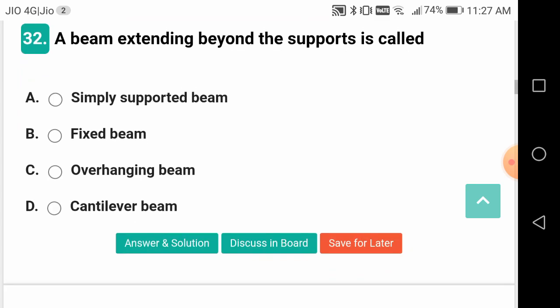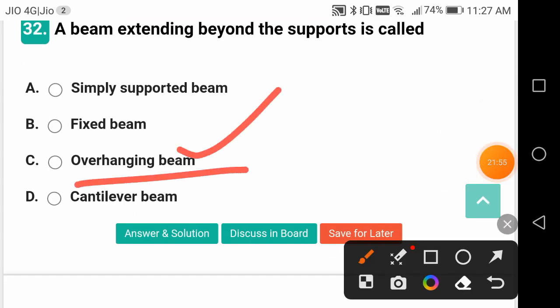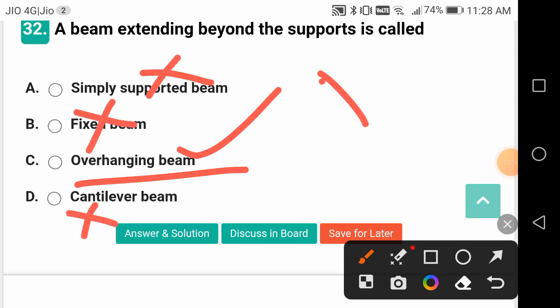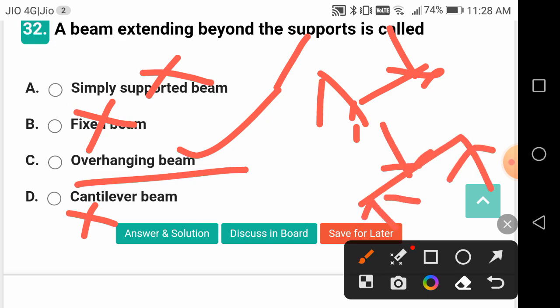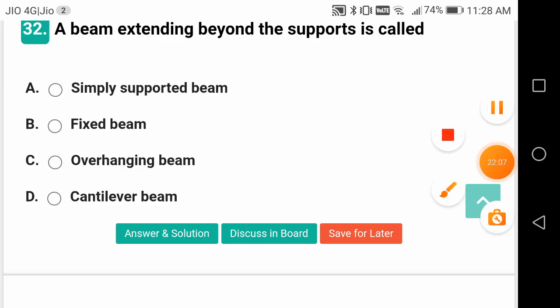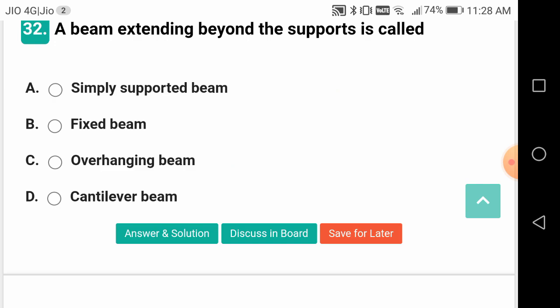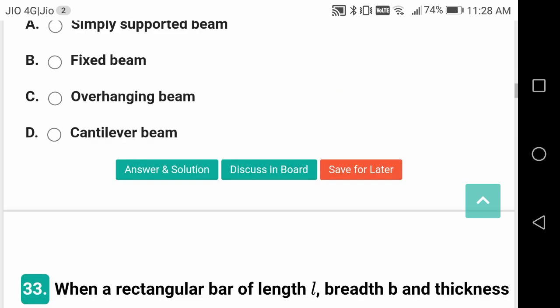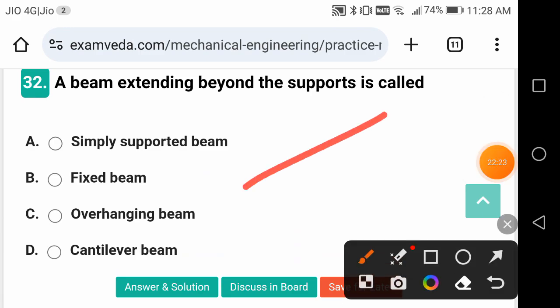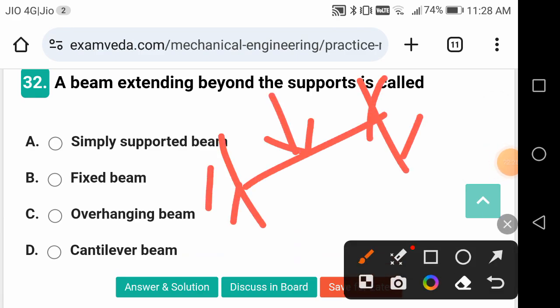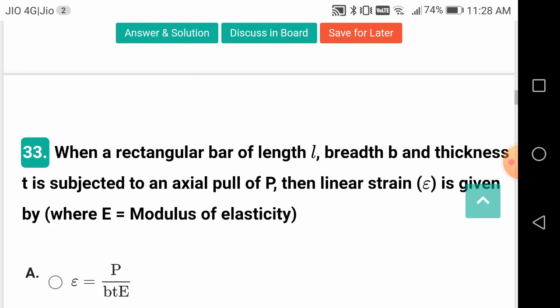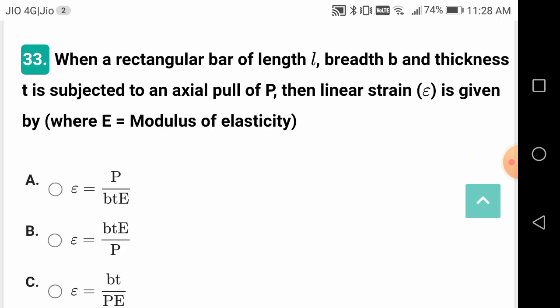A beam extending beyond the support is called, as I was just telling you, friends, an overhanging beam. It is neither simply supported nor fixed beam nor cantilever. This is your cantilever, fixed at one end. This is your simply supported beam with supports at two ends, and I have shown you the overhanging beam. This is the overhang, and here I have a load. This is the fixed beam, with both ends fixed. It is also called an encastre beam. Encastre beams are normally used to reduce the deflection and slopes at the fixed supports.